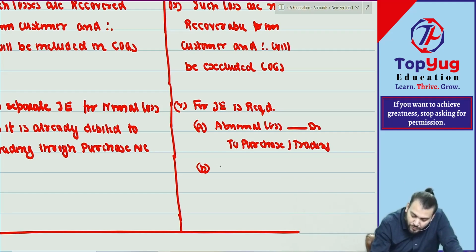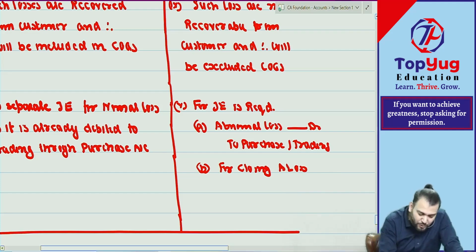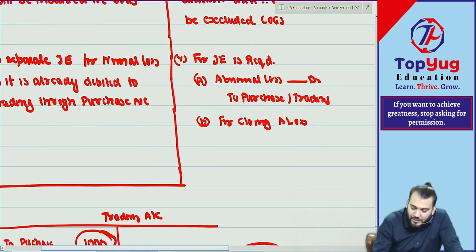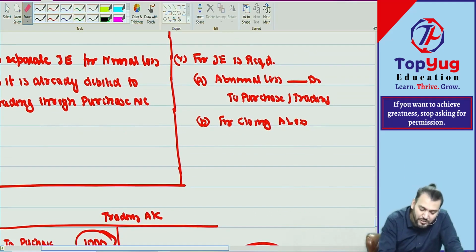Then, for closing abnormal loss account, in this there are 2 points. If insured, then what journal entry? If uninsured, then what journal entry?